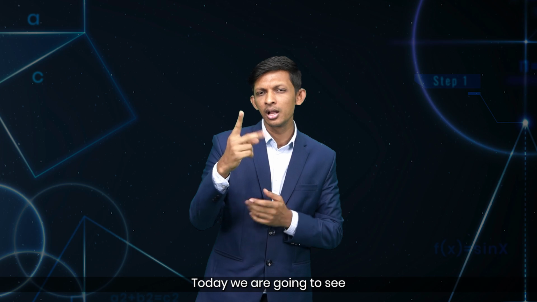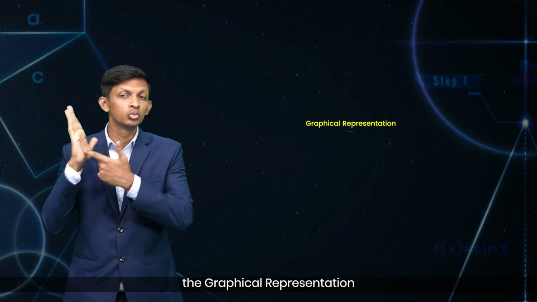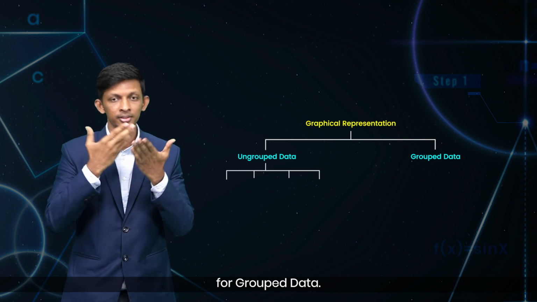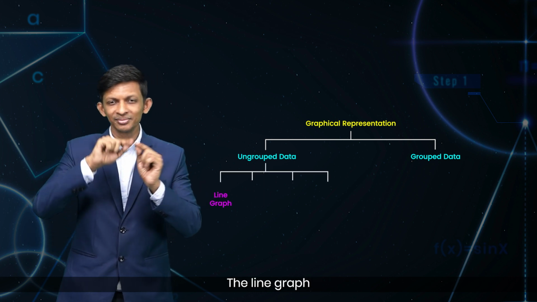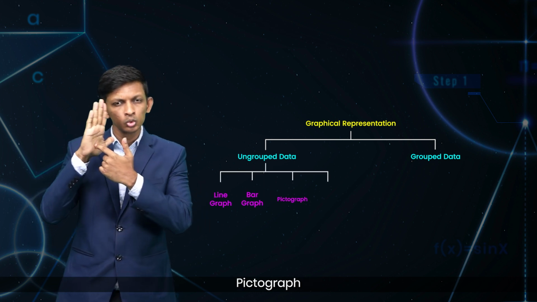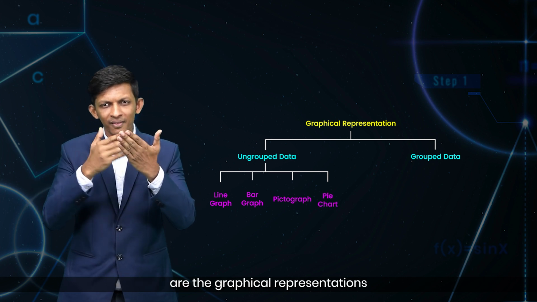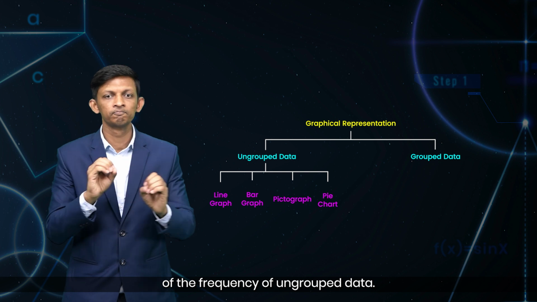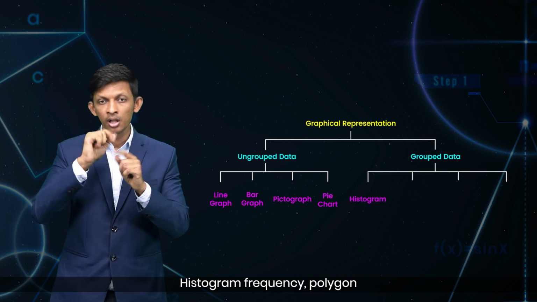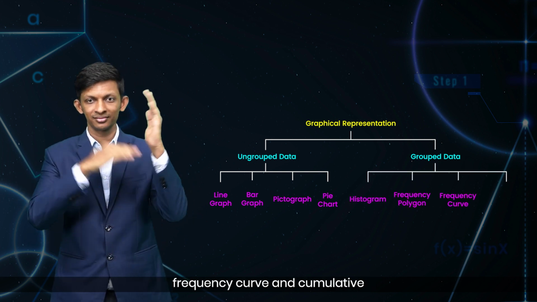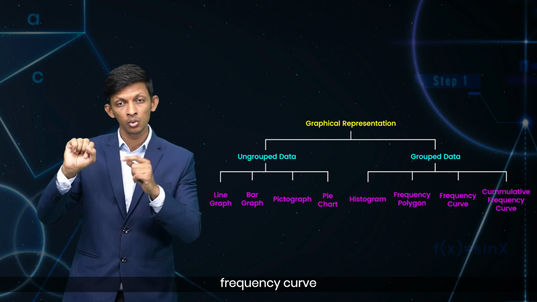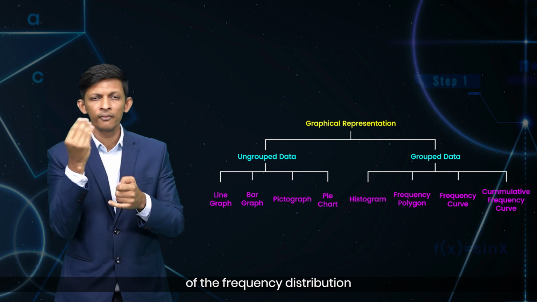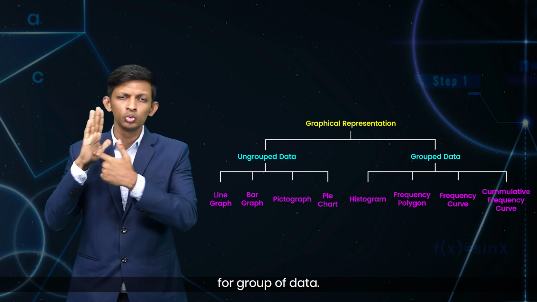Today we are going to see the graphical representation of the frequency distribution for grouped data. The line graph, bar graph, pictograph and pie chart are the graphical representations of the frequency of ungrouped data. Histogram, frequency polygon, frequency curve and cumulative frequency curves (ogives) are some of the graphical representations of the frequency distribution for grouped data.